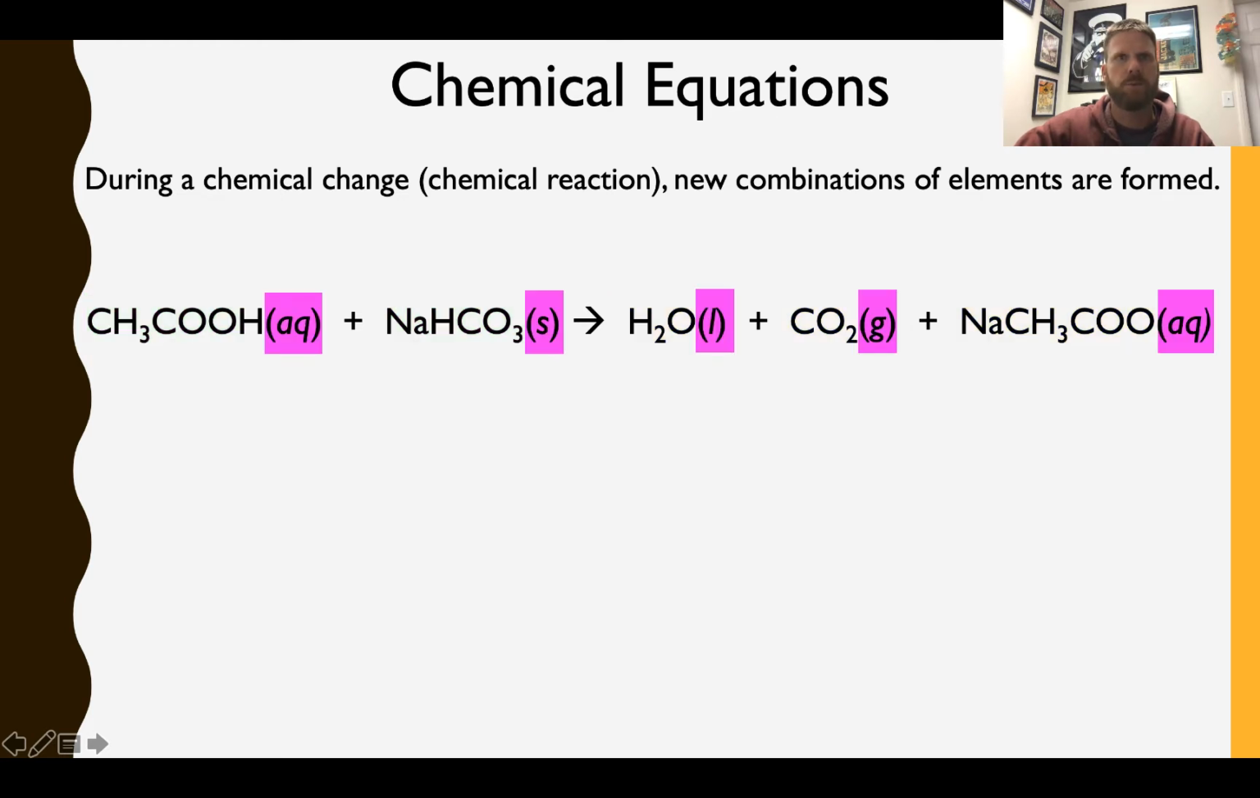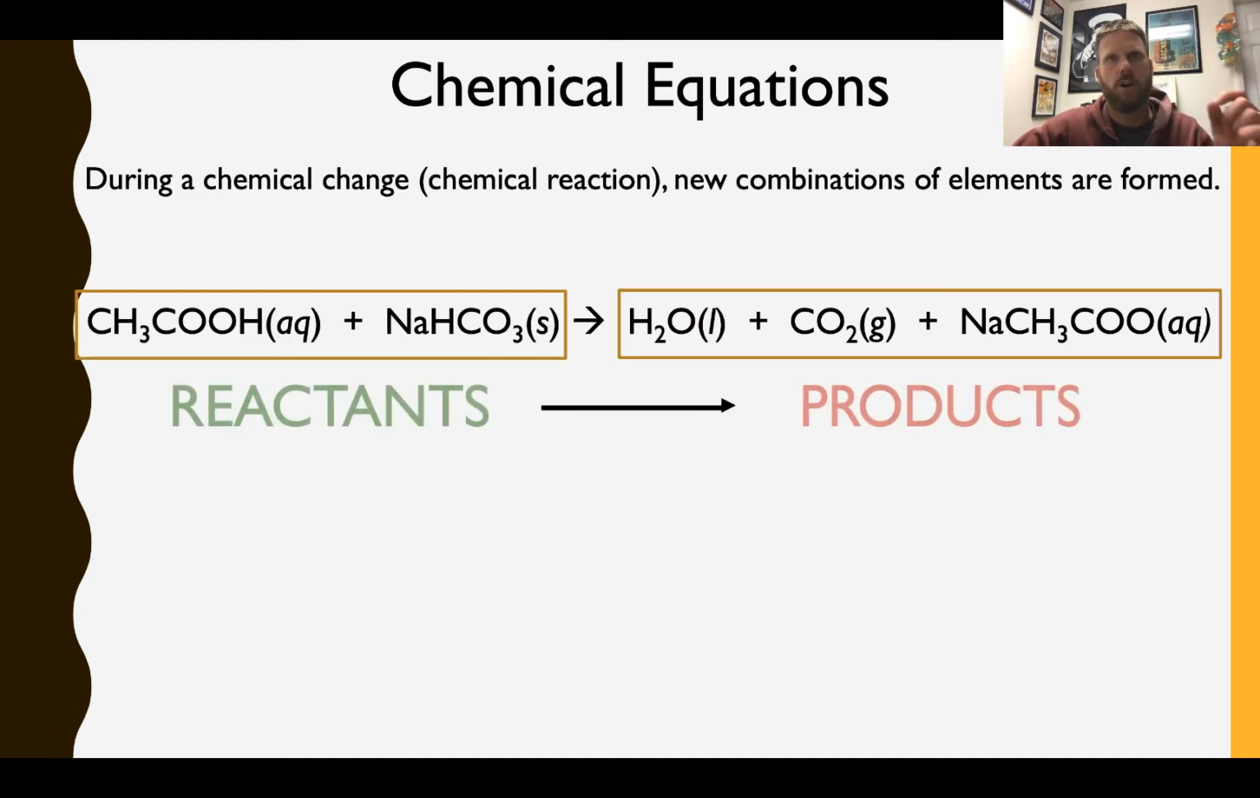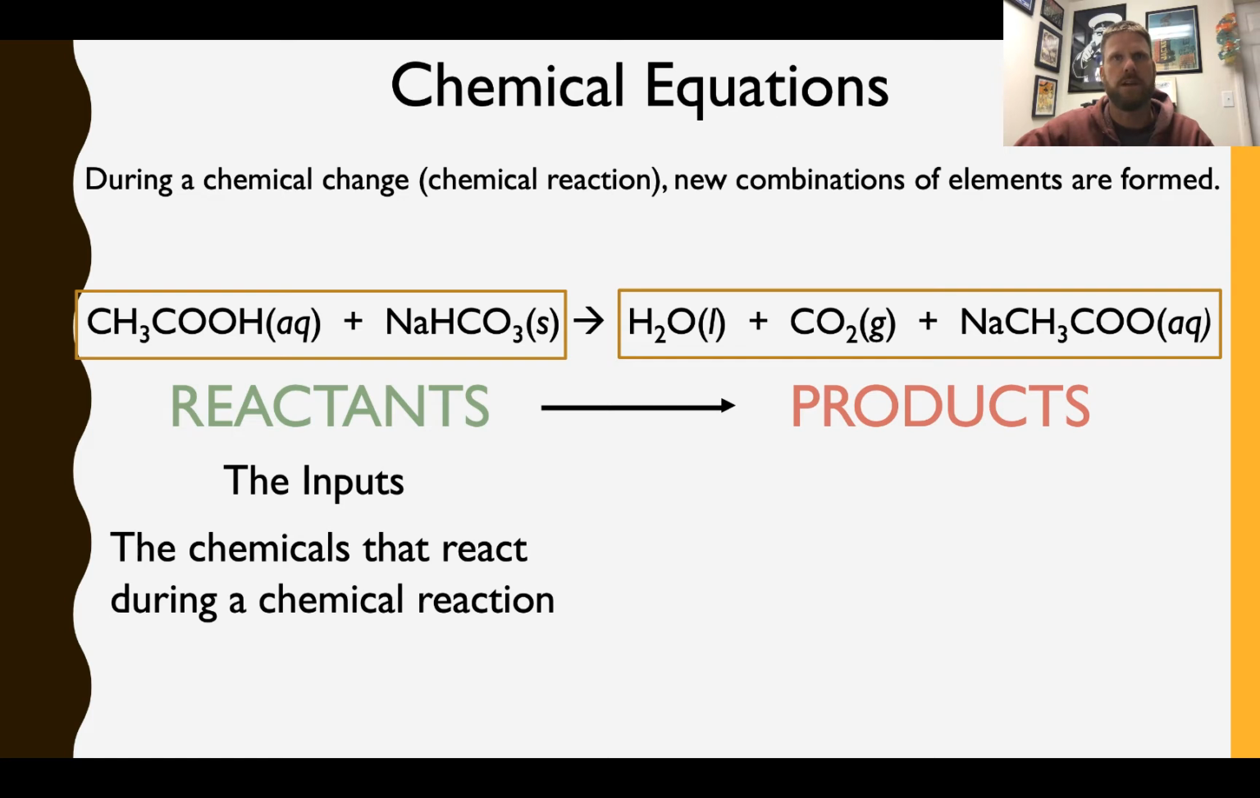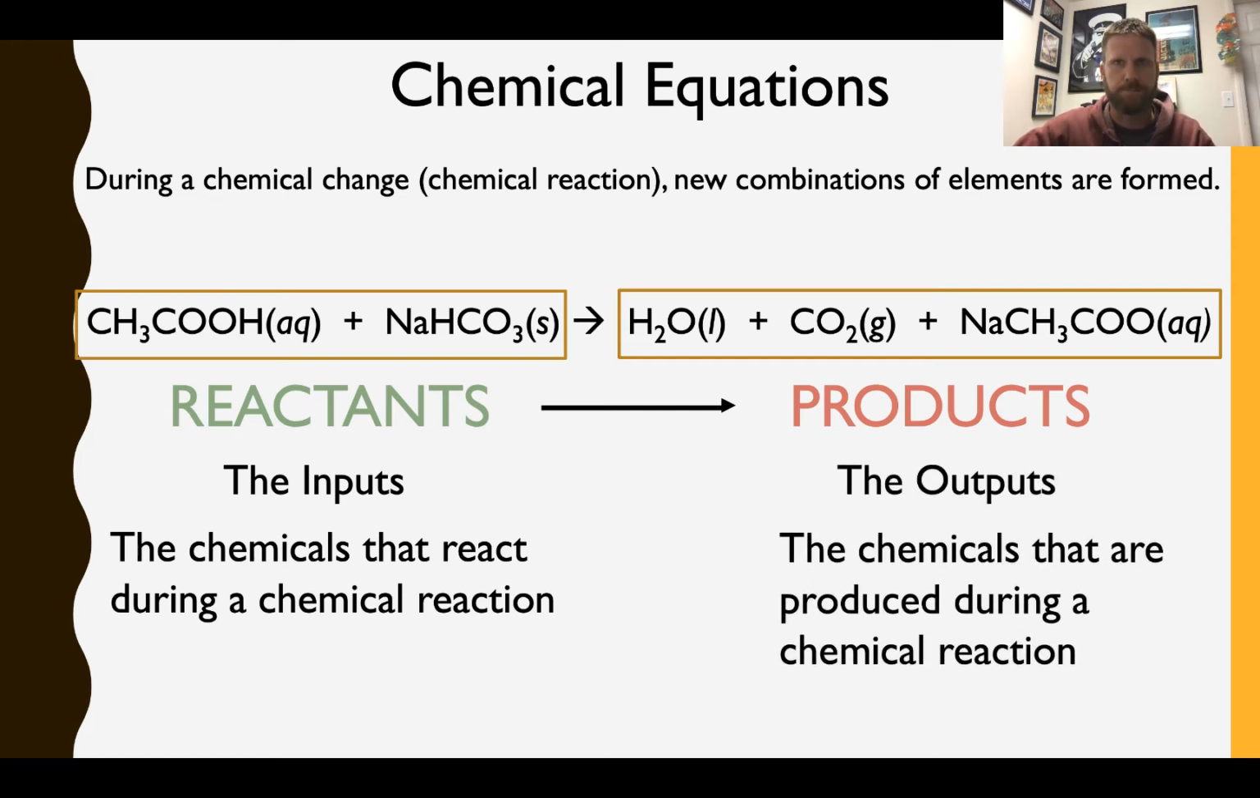These symbols in parentheses after each substance tell us what state these substances are in. Vinegar and baking soda are on the left side of the arrow, which makes them the reactants in this equation. Water, carbon dioxide, and sodium acetate are the products of this reaction because they are on the right side of the arrow. The reactants are the inputs of the chemical reaction. The chemicals that are made during the reaction are the products.